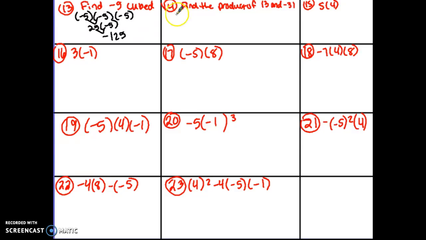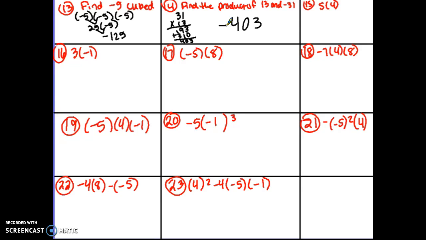Find the product of 13 and 31. 3 times 1 is 3. 3 times 3 is 9. Bring down a 0. 1 times 1 is 1. 1 times 3 is 3. Add these together. 3 plus 0 is 3. 9 plus 1 is 10. 3 plus 1 is 4. I have a positive times a negative, so my answer is negative 403.